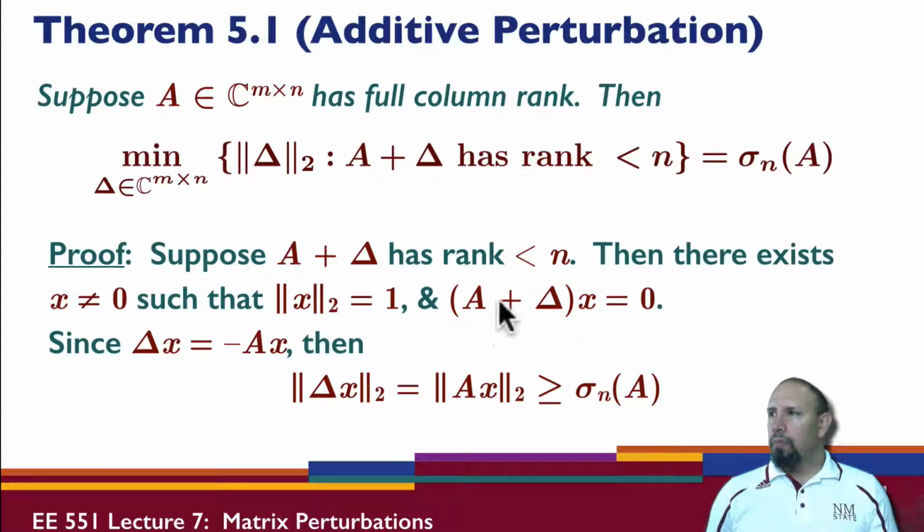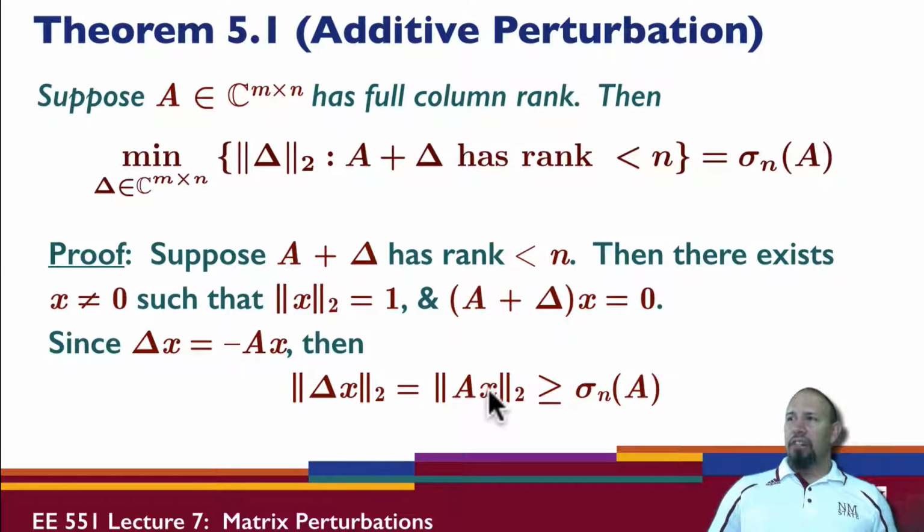Okay, so this is equal to 0, which means that delta x is equal to minus A times x. So that the norm of delta times x in 2 norm is equal to A times x in 2 norm, because these are equal. So the minus sign is going to go away. Because x is a vector, then A times x is greater than or equal to the smallest singular value times the norm of x. And this is true regardless of what x is. This inequality is always going to be satisfied.